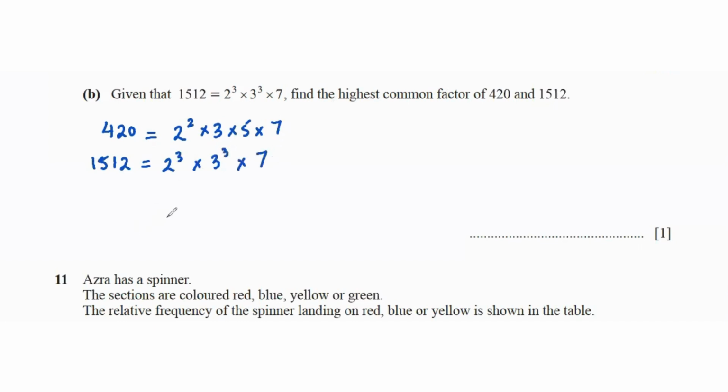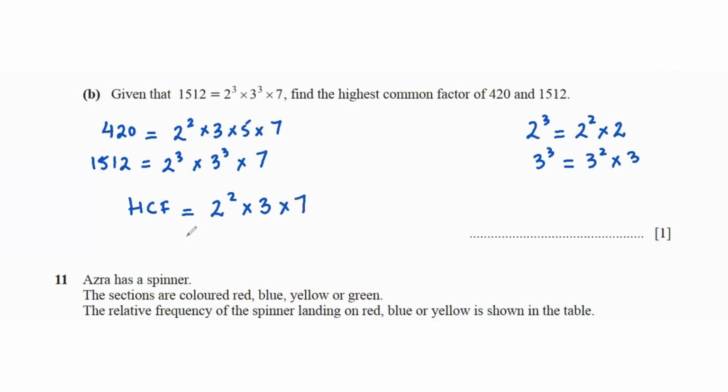So highest common factor will be 2 square, because there's a 2 square over here, and 2 cube can be split into 2 square times 2, which means the 2 square is present. There is a 3 because 3 cube can be split into 3 square times 3. And 5 is not common, but there's a 7. So 4 times 3 times 7, which is 12 times 7, and that is 84.